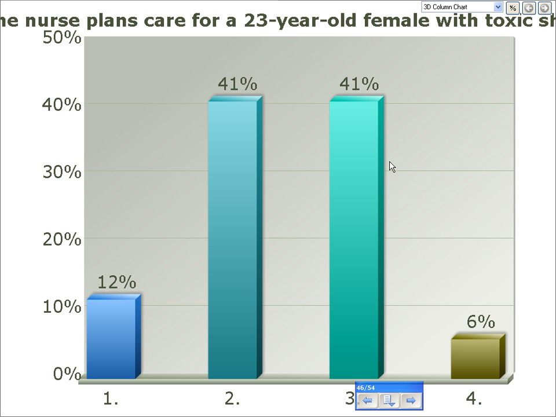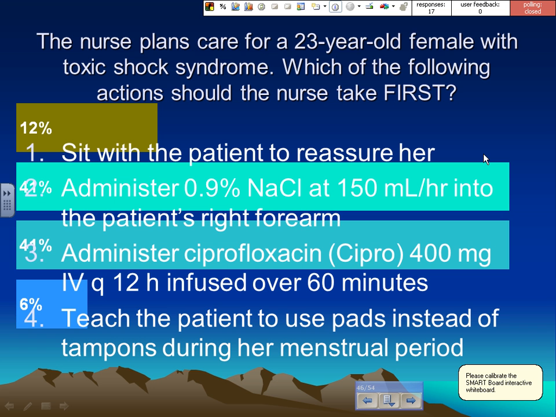Okay, 12% said sit with her to reassure her. I love this: 41% said give the normal saline, 41% said give Cipro, and 6% said teach her to use pads instead of tampons. Well, first of all, why is number one not a priority? It's a psychosocial issue. It's part of the plan of care, but not your priority. Same thing with number 4. You're going to be doing some teaching, but that's not your priority right now.